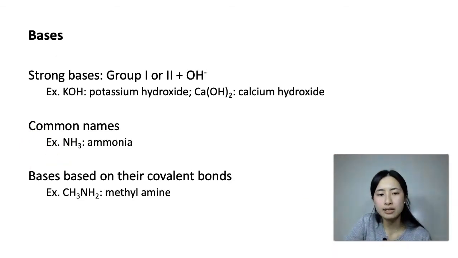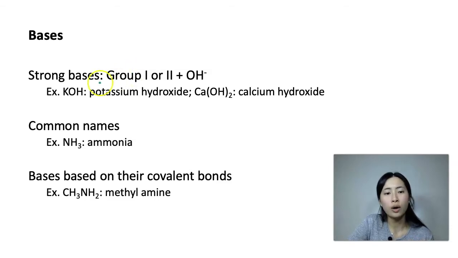Now when we're naming bases, there's only 3 ways to name bases. You have the strong bases, the common names, and bases that are based on their covalent bonds. So for strong bases, they're always going to be group 1 or group 2 plus the hydroxide ion, and you simply have to cross over their oxidation numbers. And the reason for that is because bases that are strong, that are group 1 or group 2 plus OH-, are considered Arrhenius bases, meaning Arrhenius bases are bases that can fully dissociate in water and increase the concentration of OH- in their surroundings.